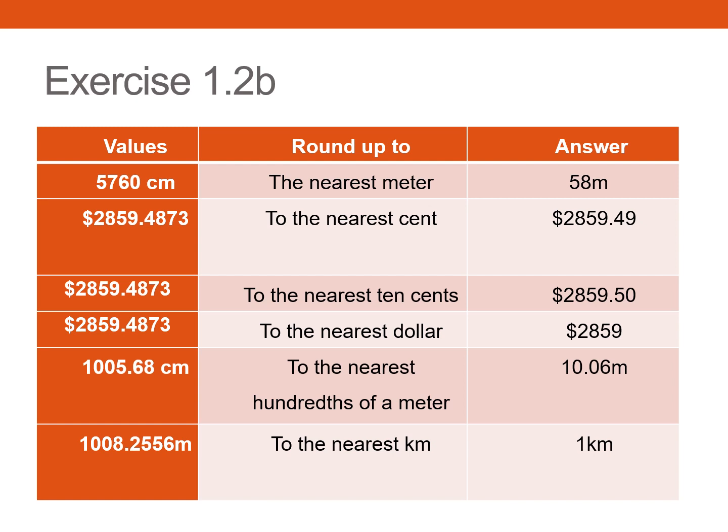Okay, so these are the answers to it. The first one will be 58 meters. Second one will be 2859.49. The third one will be nearest 10 cents, so 2859.50. Nearest dollar, 2859. Nearest hundredths of a meter, 2 decimal places.